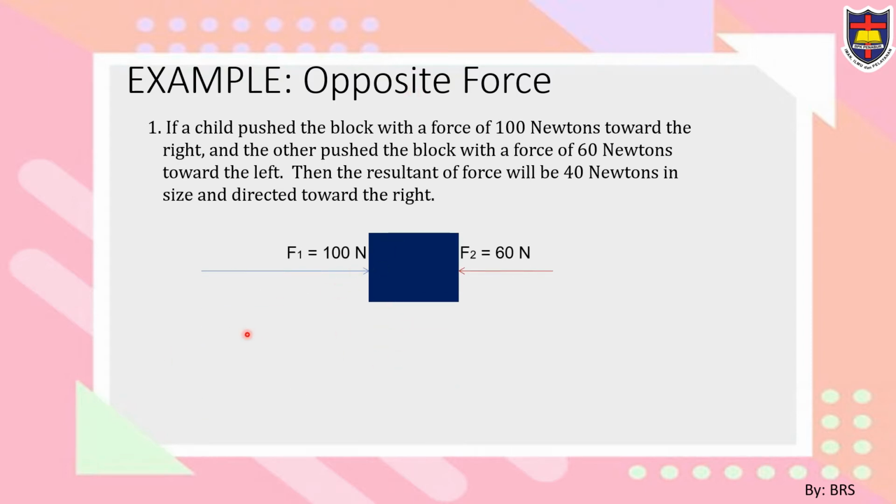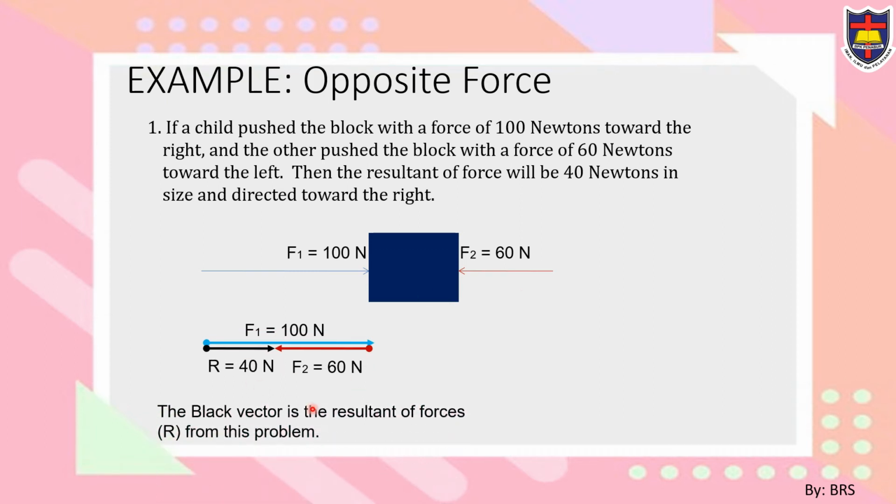This is the block pushed by two forces, F1 100 Newton to the right and F2 60 Newton to the left. This is the illustration. The black vector is the resultant of forces or R from this problem. To find R is F1 plus F2. F1 is 100 Newton and F2 is minus 60 Newton because the direction of F2 is to the left. And the answer is R equals 40 Newton and the direction is plus or toward the right because the larger one is F1 to the right.